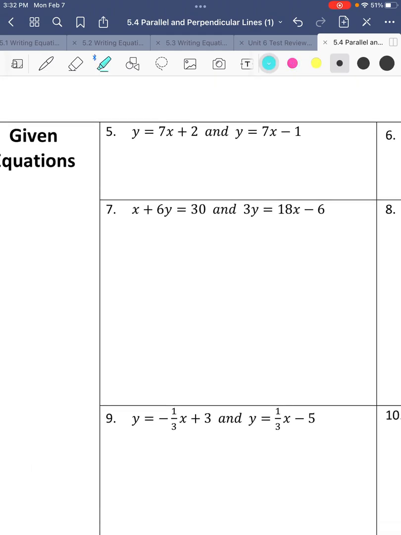All right, given the equations, let's look at our slope. Well, this is in y equals mx plus b form. So both of them are. So our slope is 7. Those are parallel.